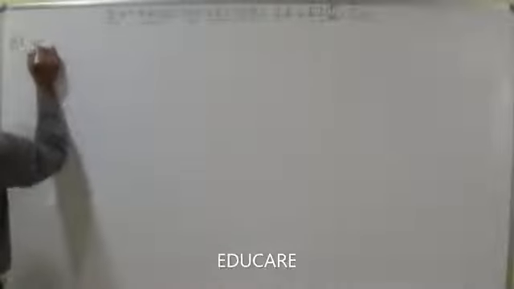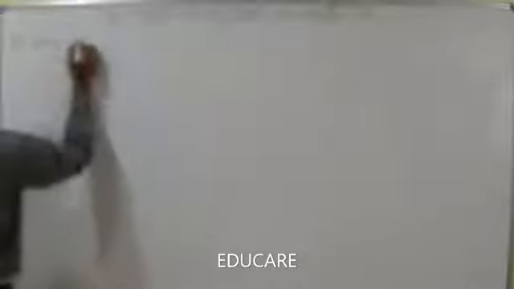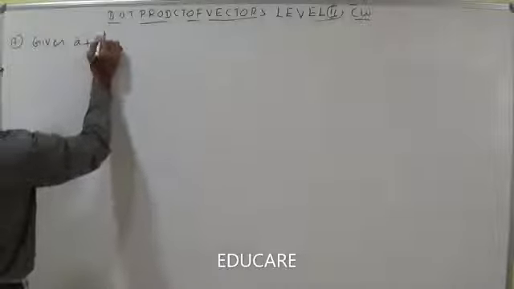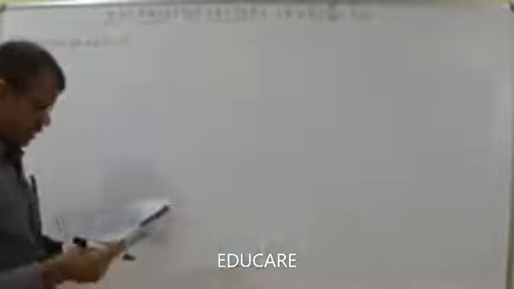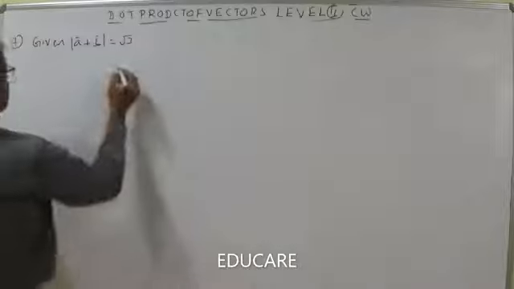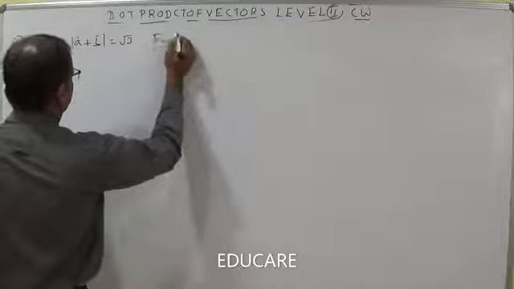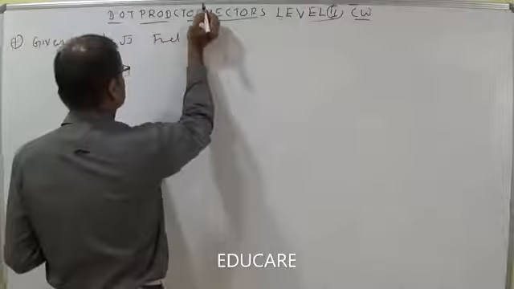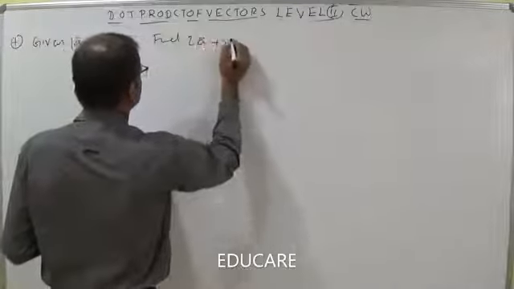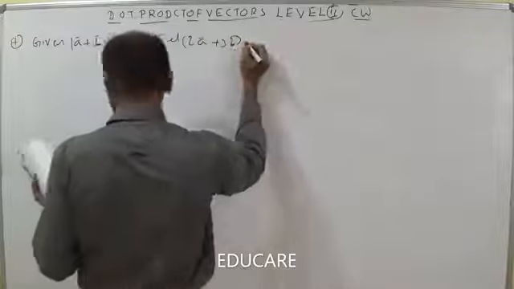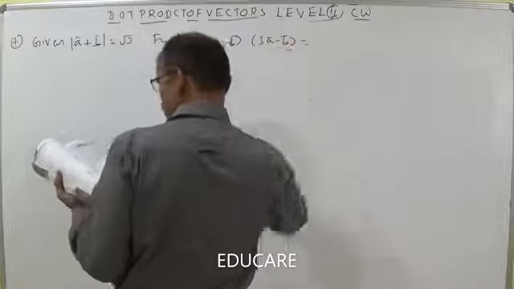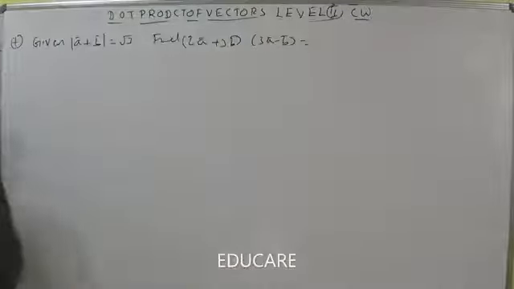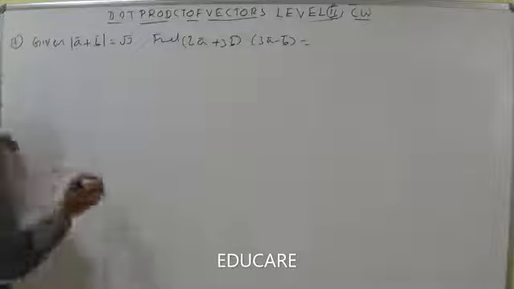Fourth one, given, I am writing. Modulus of A bar plus B bar is equal to root 3. Next he gave the data: find 2A bar plus 3B bar dot 3A bar minus B bar. What is the value of this one? Let us discuss this.